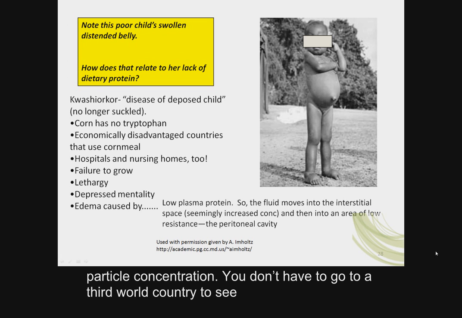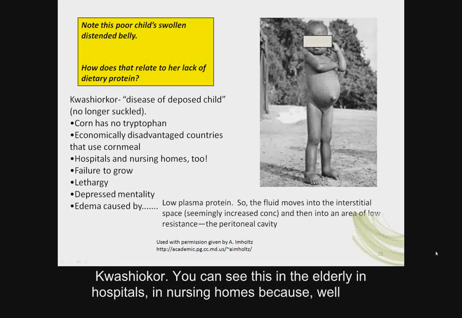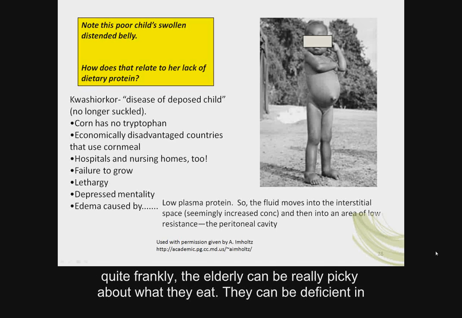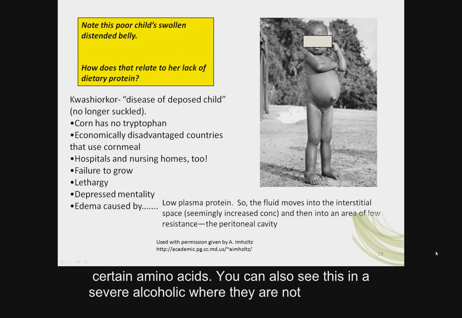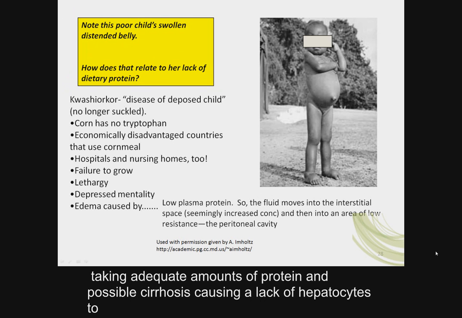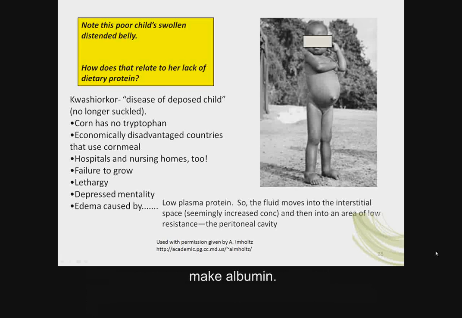You don't have to go to a third world country to see kwashiorkor. You can see this in the elderly in hospitals and nursing homes, because, quite frankly, the elderly can be really picky about what they eat. They can be deficient in certain amino acids, certainly at the nursing home. You can also see this in a severe alcoholic where they are not taking adequate amounts of protein and possible cirrhosis causing a lack of hepatocytes to make albumin.